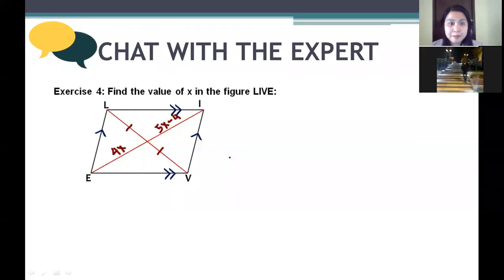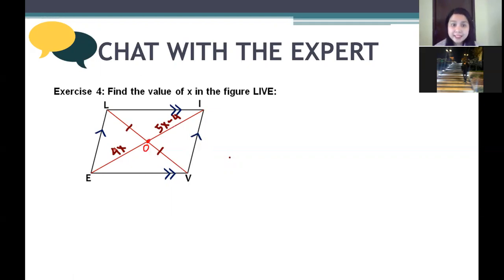Let's go to exercise number 4. We need to find the value of x in the figure LIVE. You see, LIVE has two pairs of opposite sides that are parallel. Therefore, it is a parallelogram. Now, let's place here O.